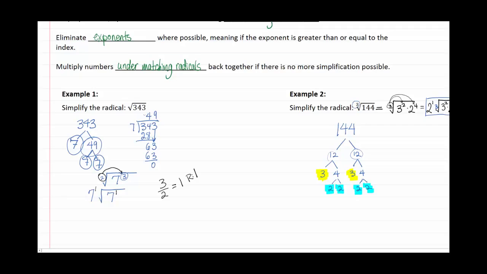Now if you want to make this look really pretty, if you're into making math look really pretty, you can do 2 times the cube root of 3 times 3 is 9, times 2 is 18.